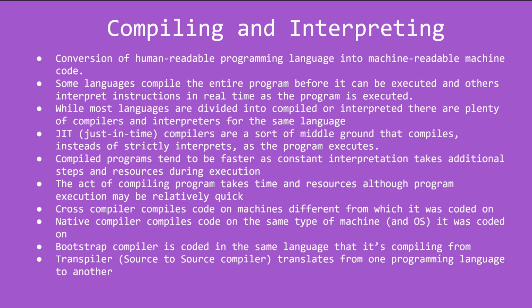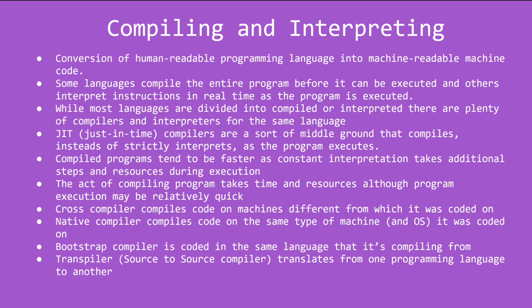Now, we're going to be talking about compiling and interpreting. Compiling is conversion of human readable programming language into machine readable machine code. Some languages compile the entire program before it can be executed, and others interpret instructions in real time as the program is executed.